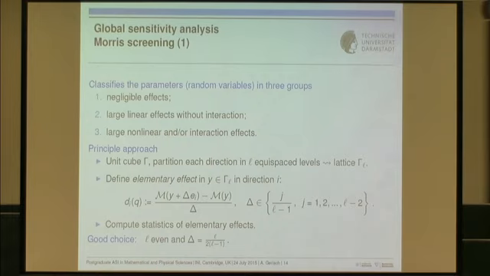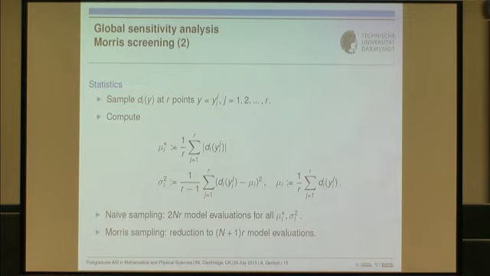And then we compute statistics, and in order to cover your parameter space nicely, this appears to be a good choice. To get the statistics, we sample our elementary effects at R points for each parameter i. These are our sample points, and then we compute the statistics. We do not compute the plain mean because it might be positive, negative, and then contributions may cancel. So we compute the mean of the absolute values, but we compute the proper variance of these samples d_i of y_ij.